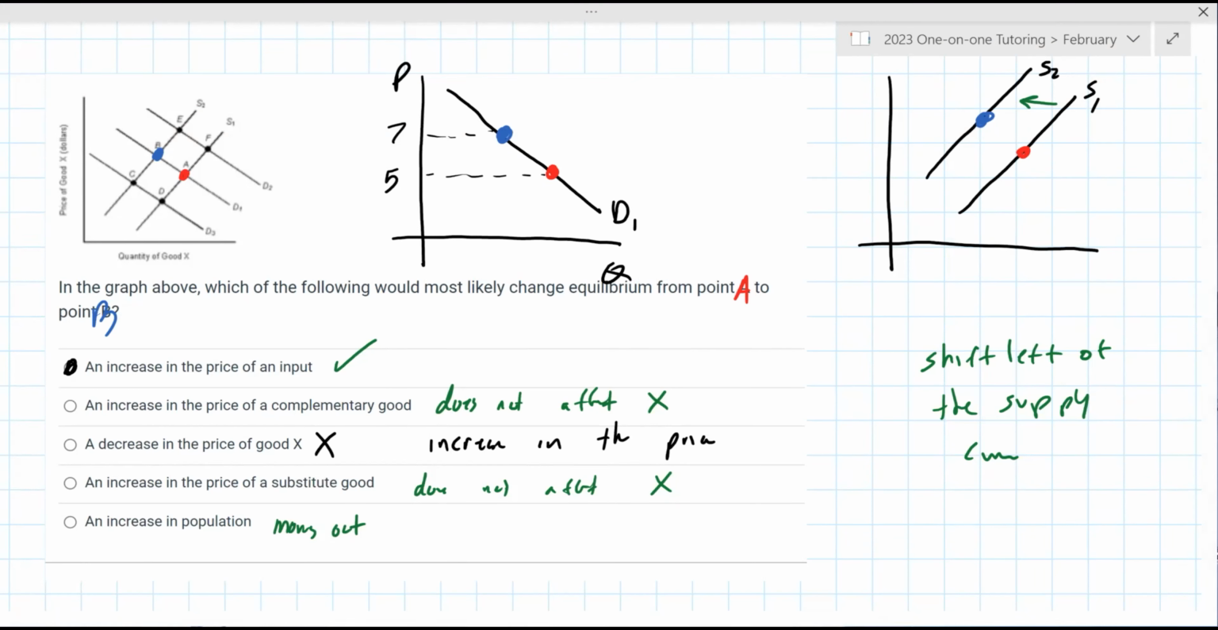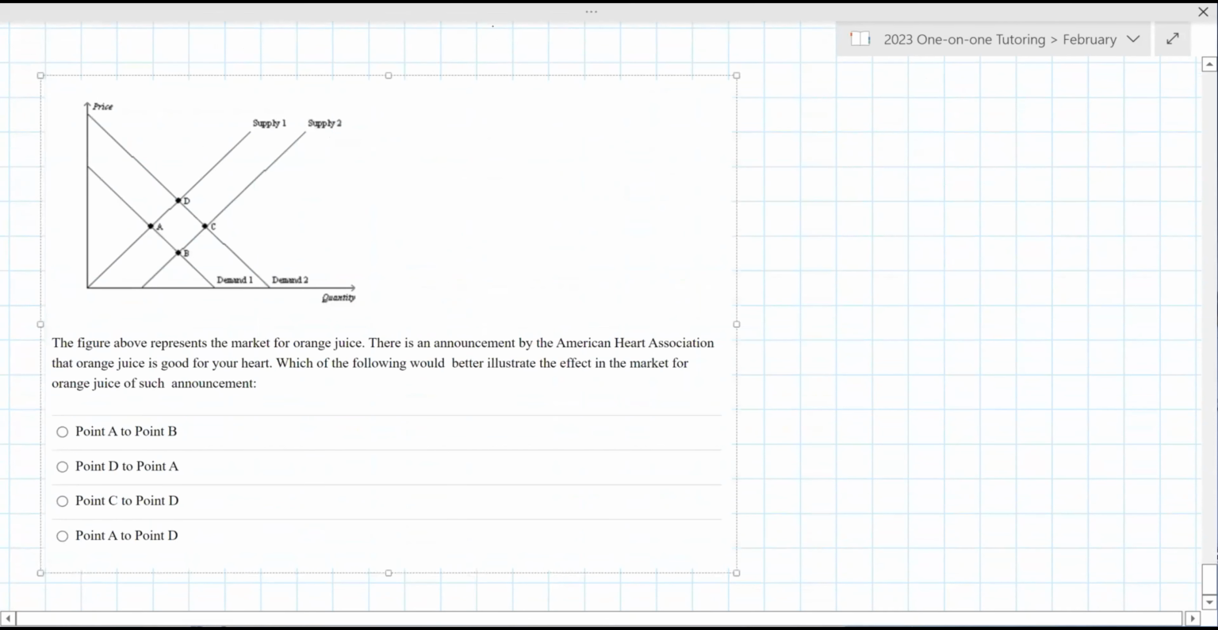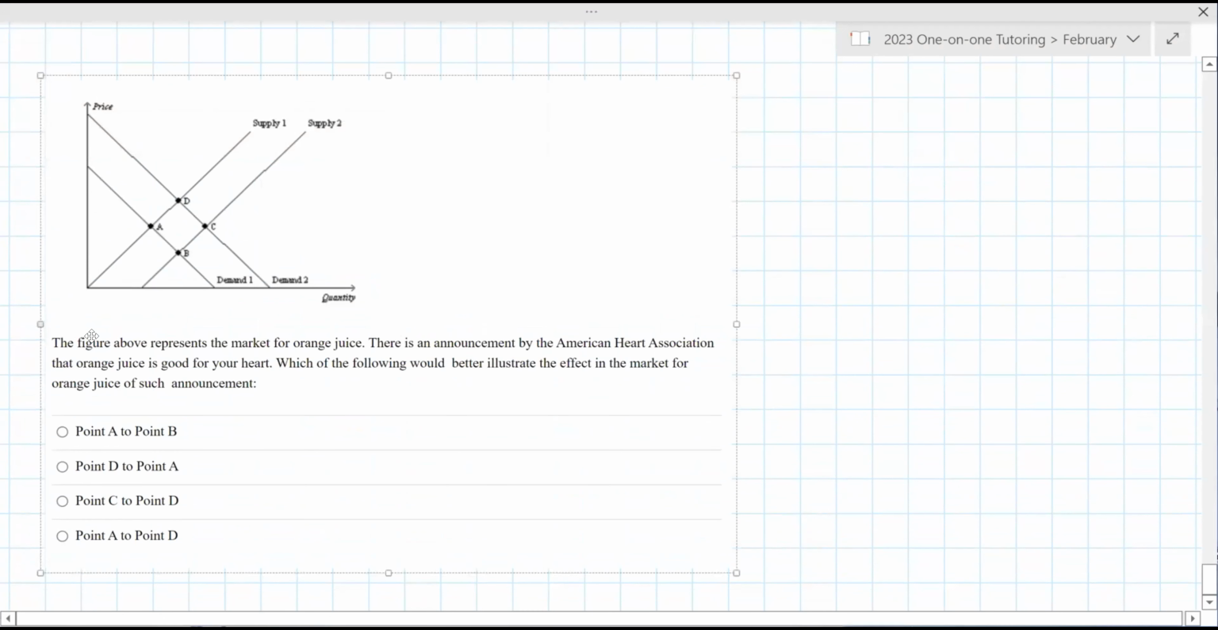All right. Let's do 11 because it's kind of the most similar to what we just did, and hopefully that will maybe help here. Again, you really got to draw the two scenarios here. From A to B, you don't know whether it's a shift in supply or a movement along the demand curve. And same thing from D to A, is it a movement along the supply curve or a shift of the demand curve?